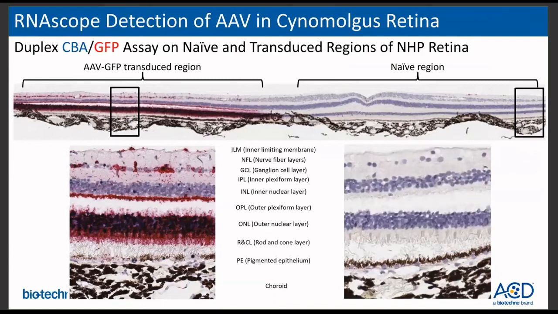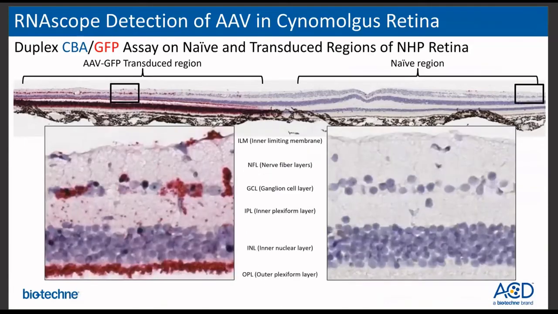So we compare the naive region, which hasn't been transduced, to a transduced AAV GFP region on the left side. And we can clearly see that there's no expression detected in the right side of the panel in any of the retinal layers listed on here.